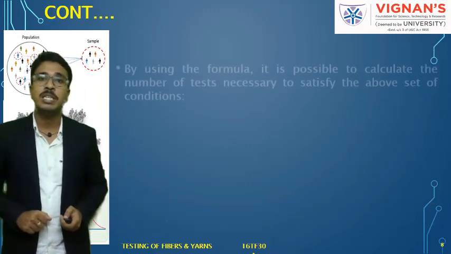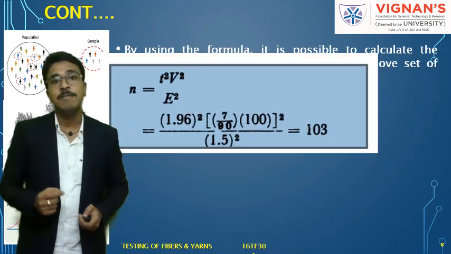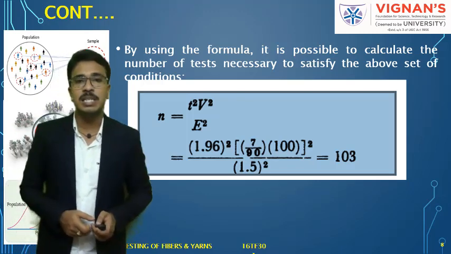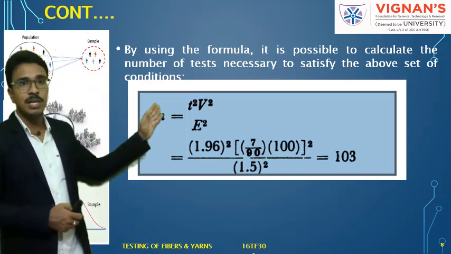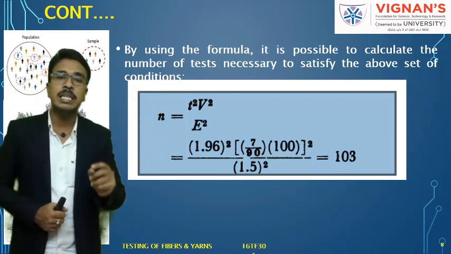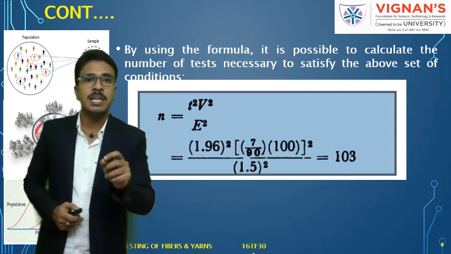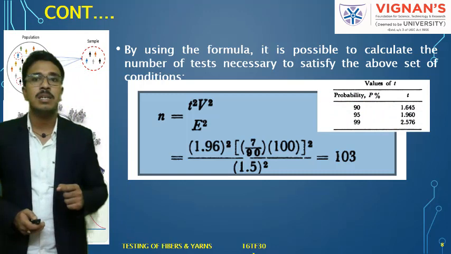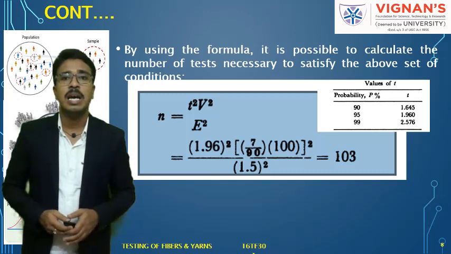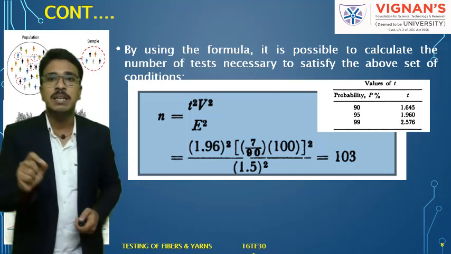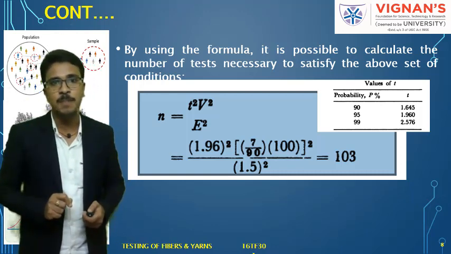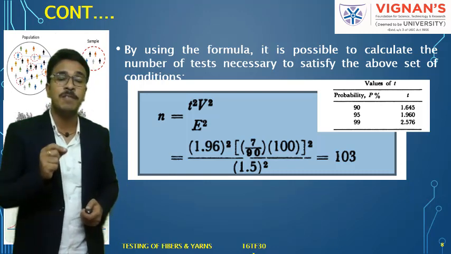In order to determine this, we are using a formula, which is: n equals t squared into v squared, divided by e squared. Here t is a ratio where we can get these t values from this table. In the problem, the probability percentage is given as 95%. At 95% probability, the t value is 1.96. So from the table we can take this value directly.